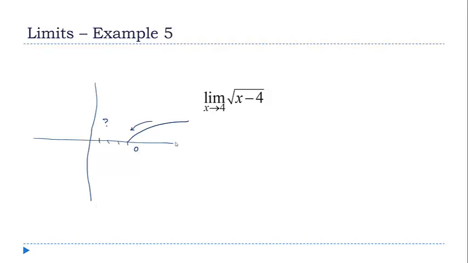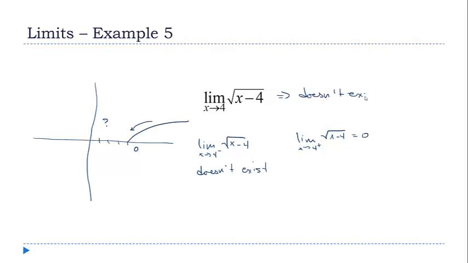This means that the limit as x approaches 4 from the left doesn't exist. So even though the limit as x approaches 4 from the right is equal to 0, the limit doesn't exist, right? Because the limit doesn't exist on both sides of 4. So we have to conclude that the answer to the overall question here is that the limit doesn't exist.